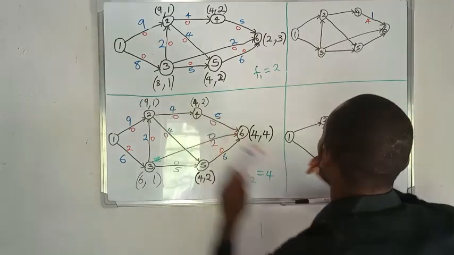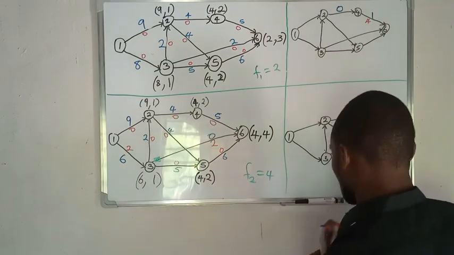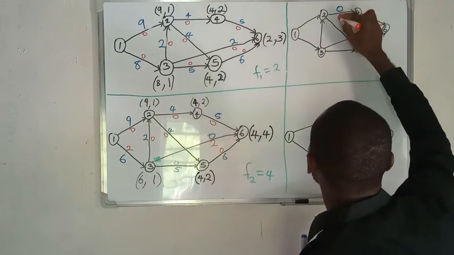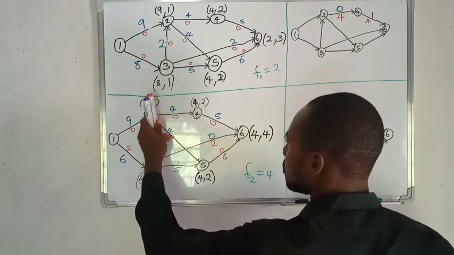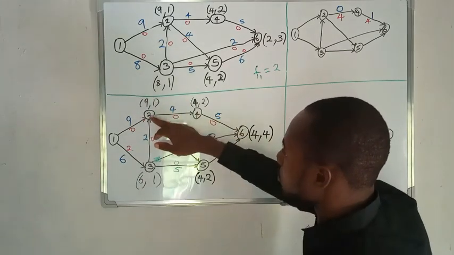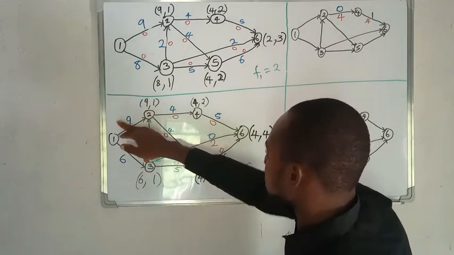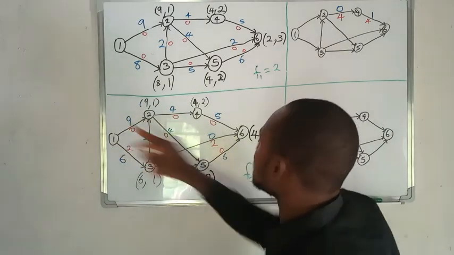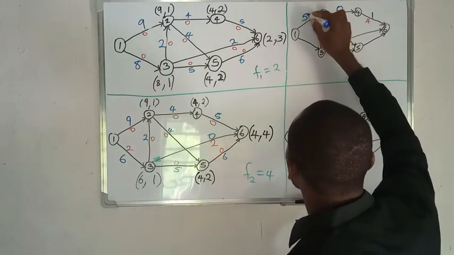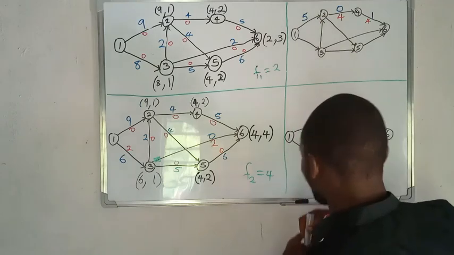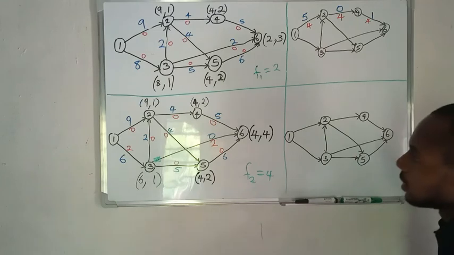So subtracting 4 from here will give us 0, and then adding it to the actual capacity, we have 4, and then we go to 2, and we check which node did we label 2 from. We labeled it from 1, and then we check the capacity there, we subtract this flow from it. So right here we'll have 9 minus 4, which is 5, and then we have 4 down here.